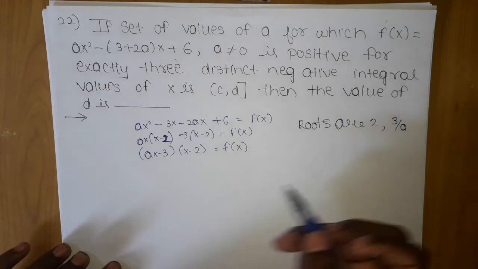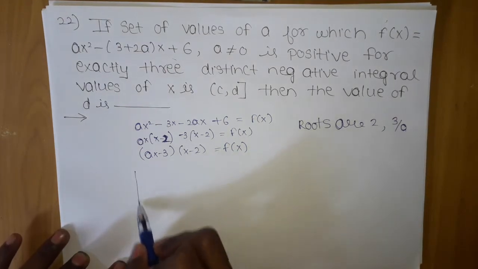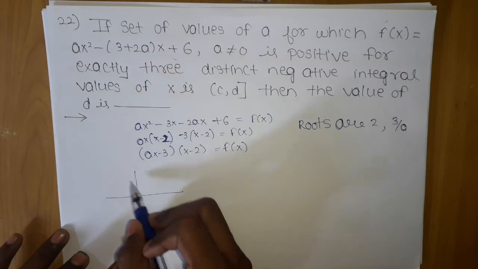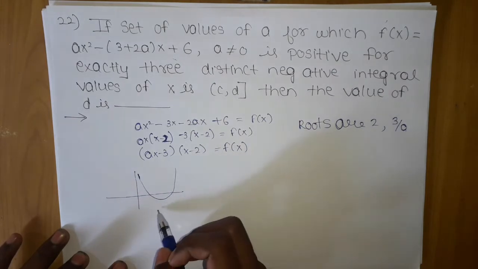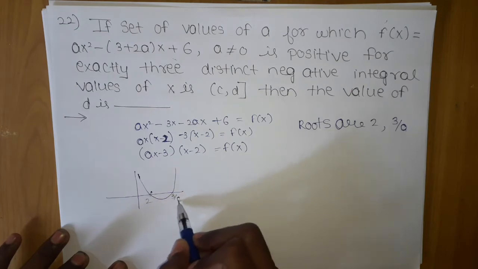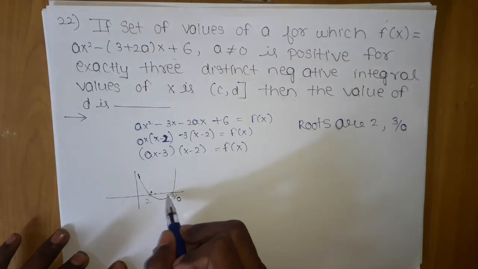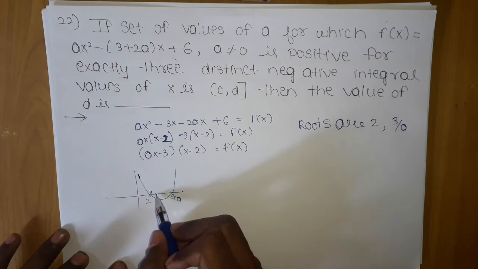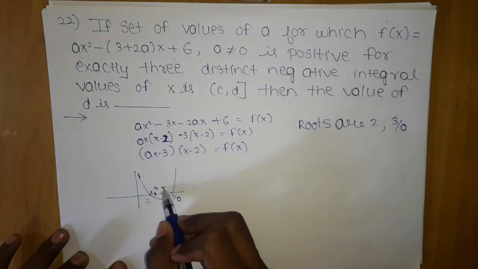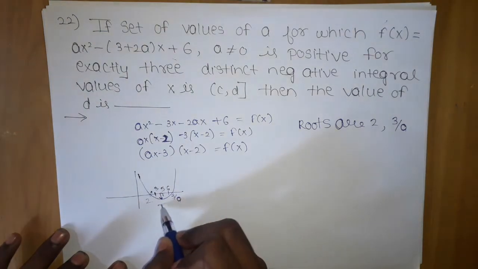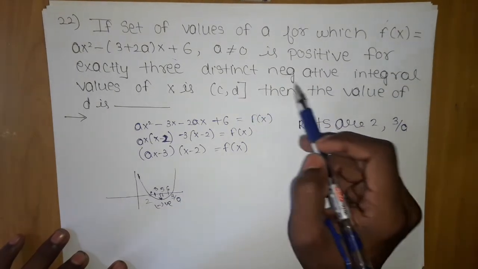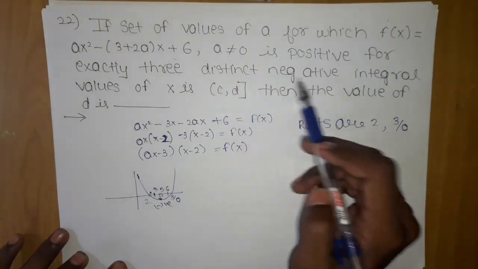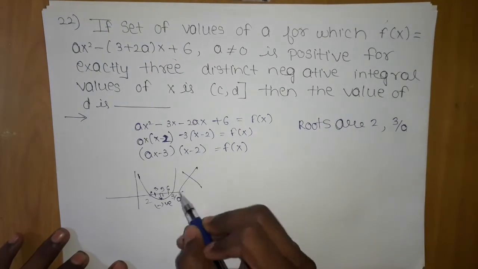Now the possible graphs which can be: the first graph can be this, with roots 2 and 3 by a. But here there will be no negative values for which it is positive; otherwise here it will be positive terms, like 3, 5, 6, and for that it will be negative. So it breaks the condition of distinct negative integrals, so we will reject this type of graph.